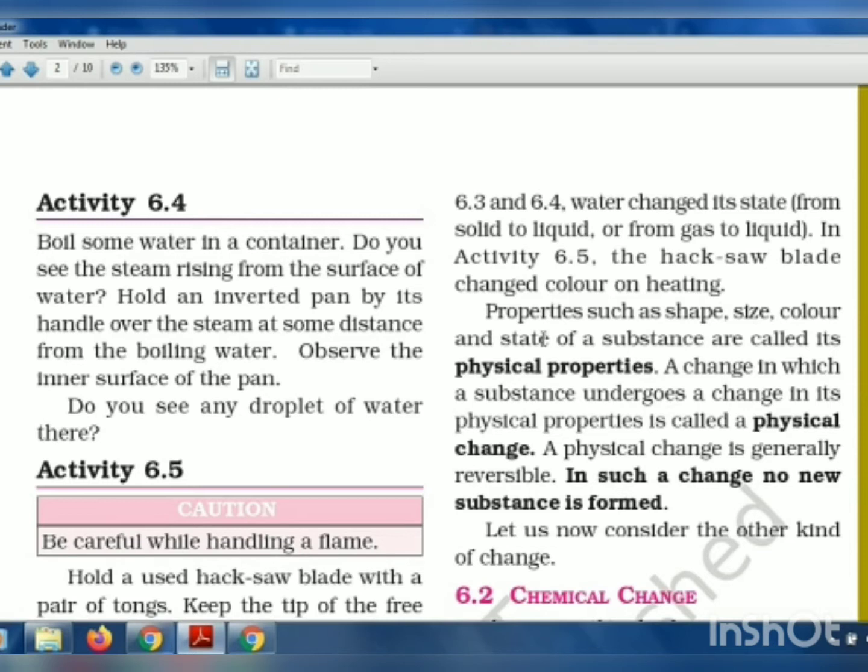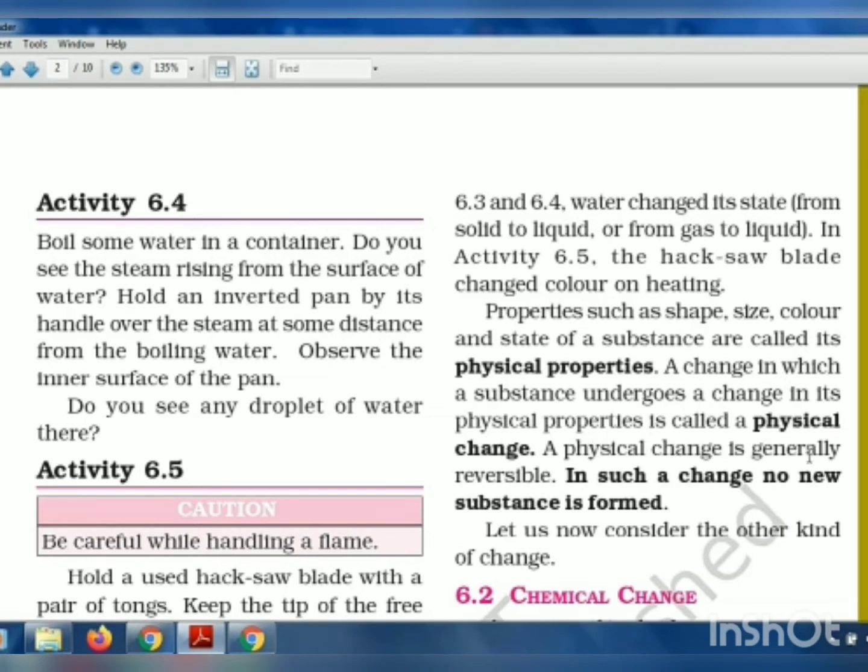That is called the state of a substance. So shape, size, color, and state are called the physical properties, and a change in these physical properties is called a physical change. For example, in all the activities we saw that in one activity the shape was changing, in one activity the size was changing, in one activity the color was changing, and in some activities, the state of the substance was changing.